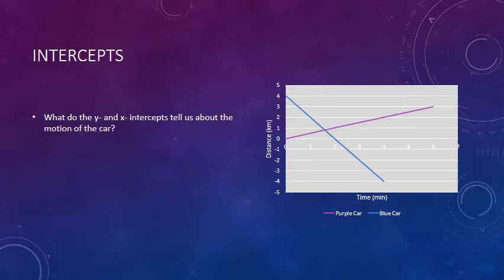Intercepts. What do the y and x intercepts tell us about the motion of the car? For this graph, I have a blue car and a purple car, and the y-axis, as you can see, starts at 0 and counts up to 5 and down to -5. Well, that 0 is a point of origin or a point of reference for motion that I've chosen. We can see that the purple car starts at my point of origin, and the blue car starts 4 kilometers away from my point of origin.